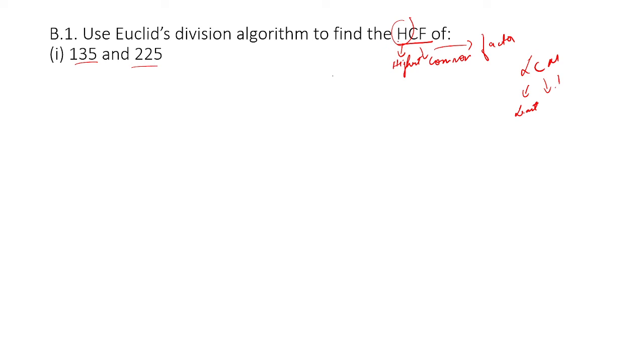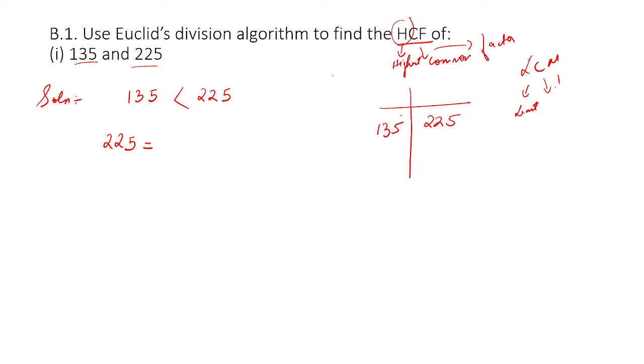But they're asking for the highest factor. So in order to find the highest factor, we use the division algorithm. The steps are very simple. First thing, which is greater, 135 or 225? Obviously 225 is greater. Because 225 is greater, we will use the division algorithm with 225. Since 135 is less than 225, we divide 225 by 135. So you just look at this.